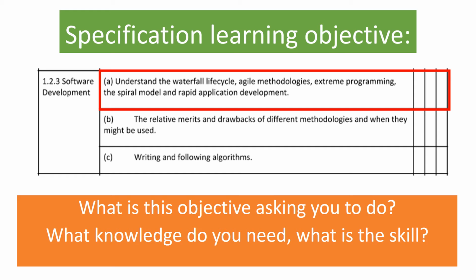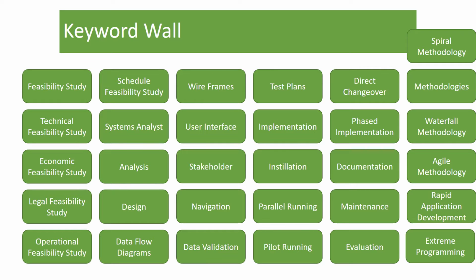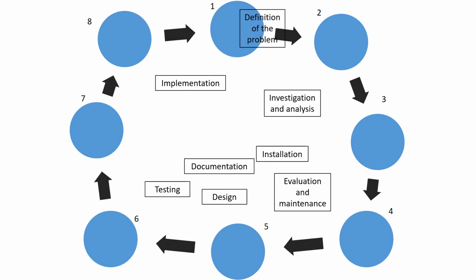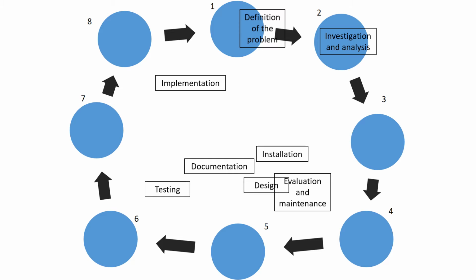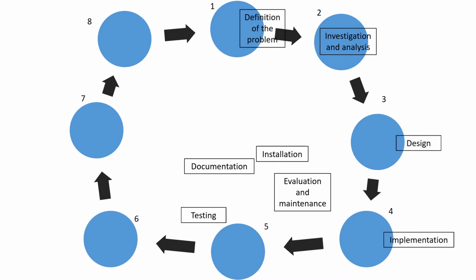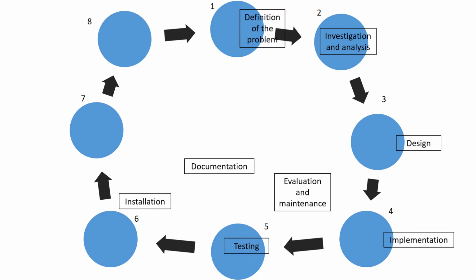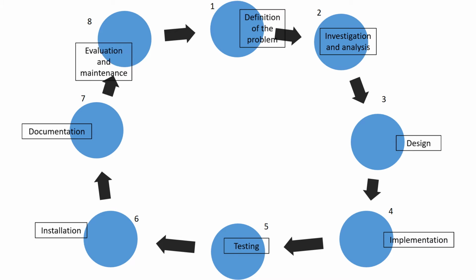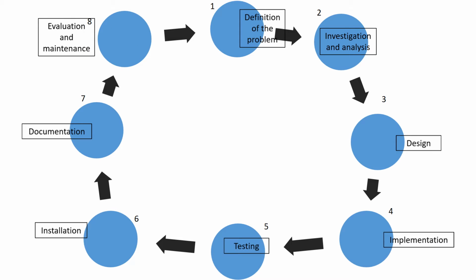This is lesson 2, where we actually look at the different methodologies that you could use for programming. Here is our keyword wall. We should know all of these keywords by the end of the lesson. See if you can remember the order that the different stages go in.